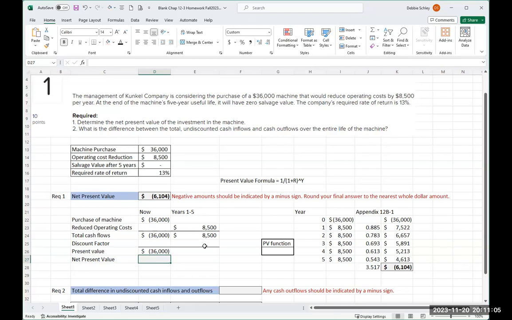For years 1 through 5, this is where I'm going to reference that total of the discount factors over here. So, whoops, that should not be a dollar sign. That should be a number. And I want 3 decimal places. Okay. So now I just take 1 year's worth of the cash flow and multiply it by the total discount factors. So equals 8,500 times 3.517. And that gives me $29,896.